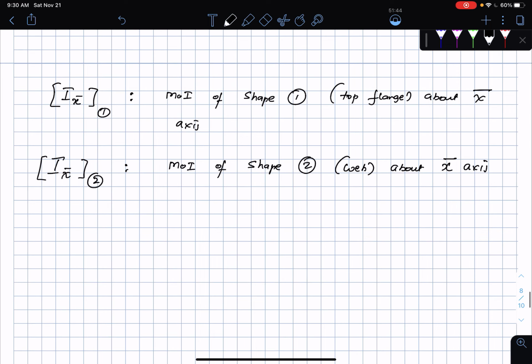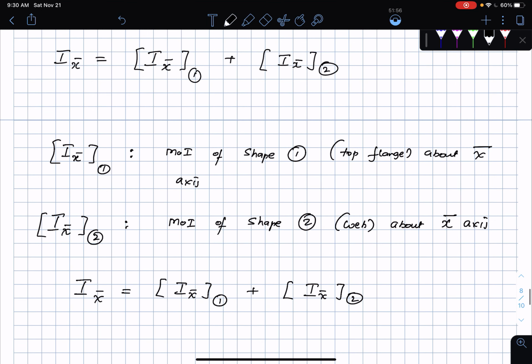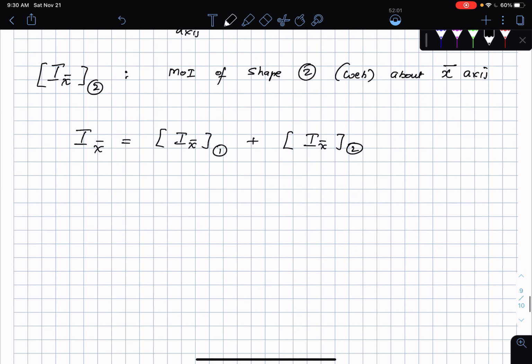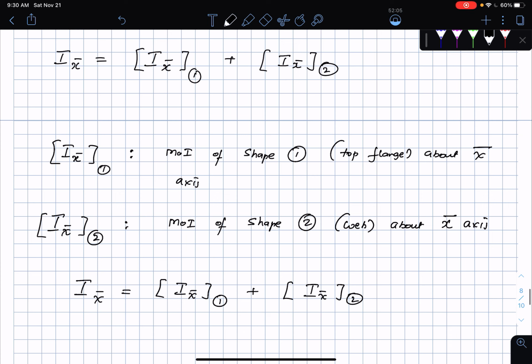And how do I do this? I make use of parallel axis theorem. So look at this. So Ix bar is Ix bar of the first shape, Ix bar of the second shape. The idea used is the moment of inertia of the composite body is the sum of the moment of inertia of the simple shapes. Okay, so maybe I want to write this down here. So the idea used here was moment of inertia of composite is equal to sum of moment of inertia of the simple shapes.